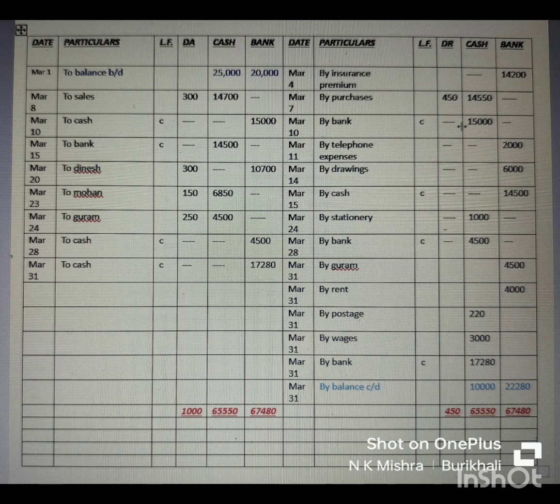Okay, next by Guram, 4500 is going away from cash. Yes, you are getting it in the bank, and 4500 is moving away from cash. Okay. Next date, what is happening?